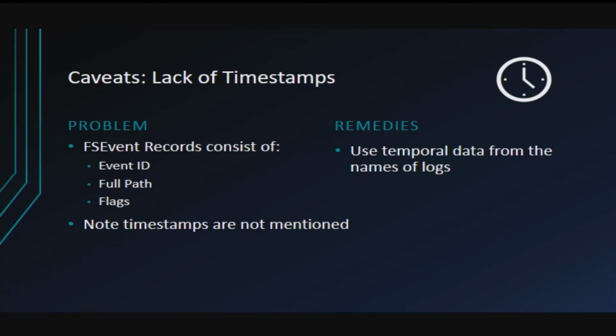Lack of timestamps. As previously mentioned, there are only three components of an FSEvent record within that log. It's the event ID, the full path, and the flags. There's no timestamp there. So how are we going to know when something changed? How are we going to know when something happened?